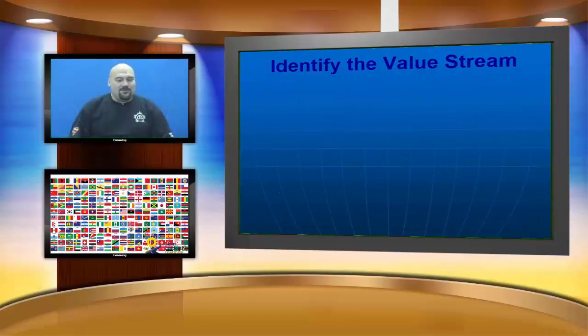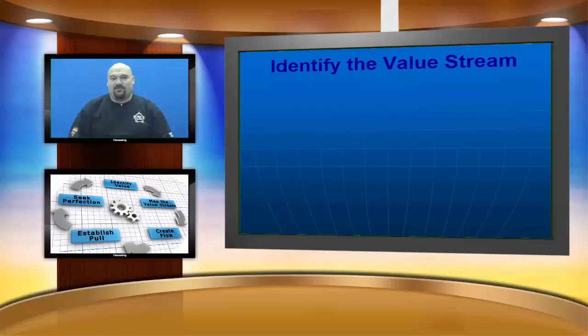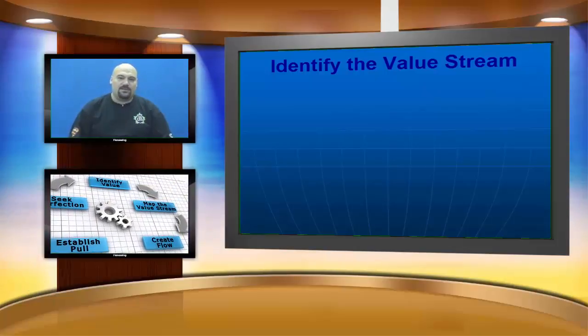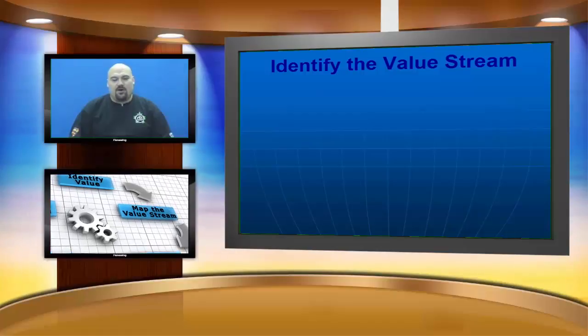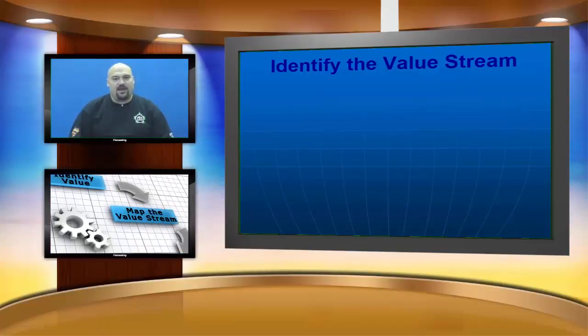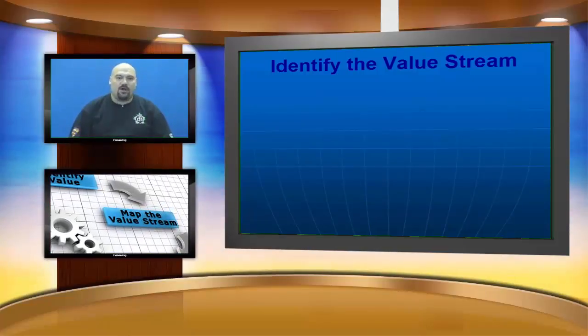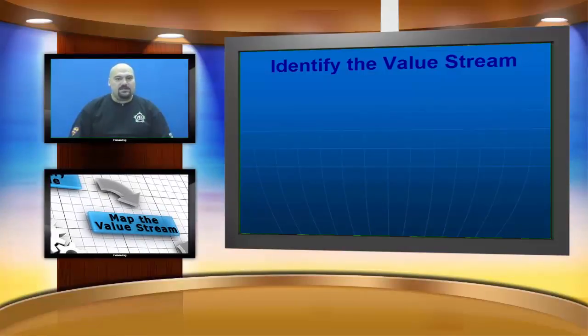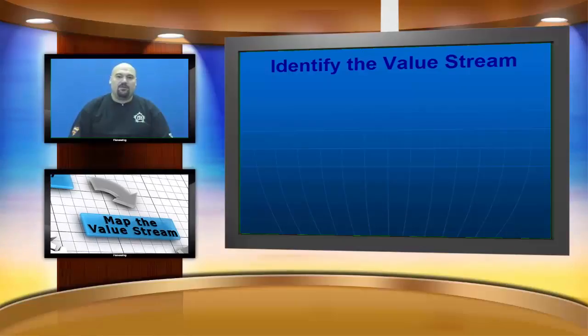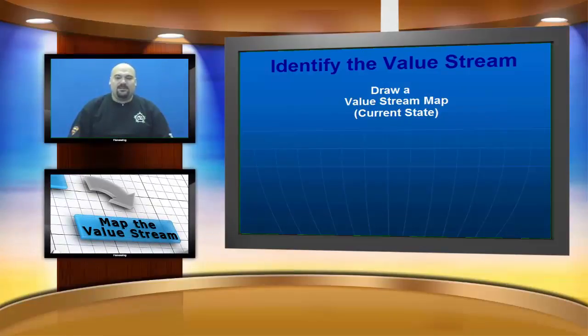The second principle of lean thinking is identify the value stream. In order to do this, you really need to know what a value stream is. It is all the activities, value added and non-value added, that deliver a product or service to the customer. One way to do this is to draw a map. We call this a value stream map. This map would help identify all those activities as well as the processes to deliver that product or service.